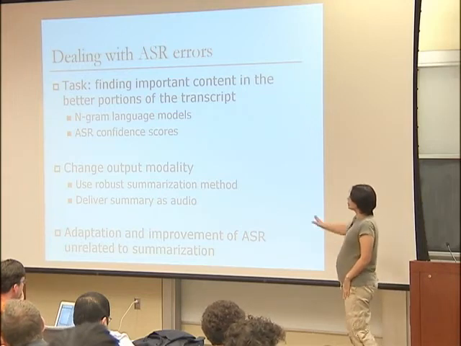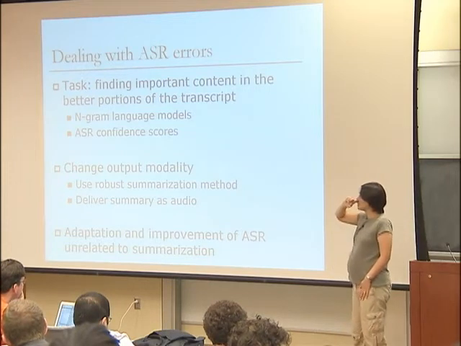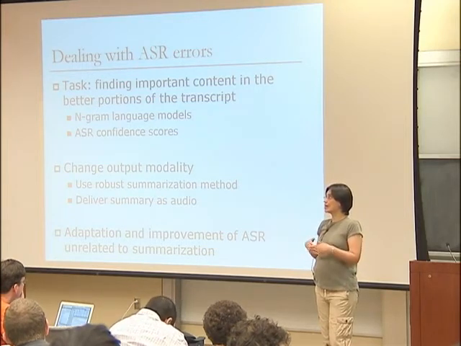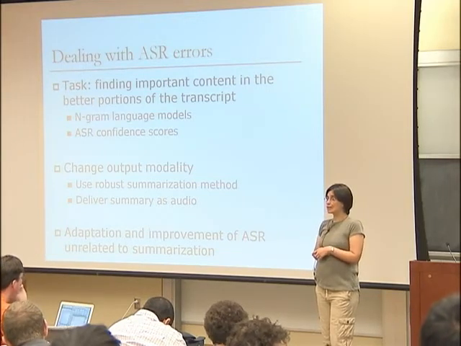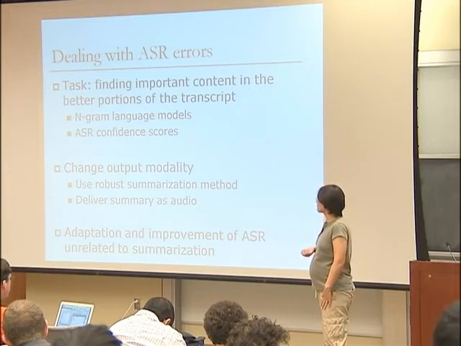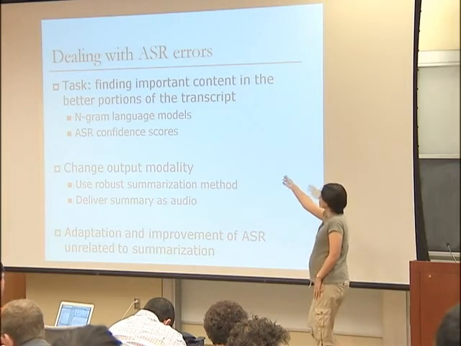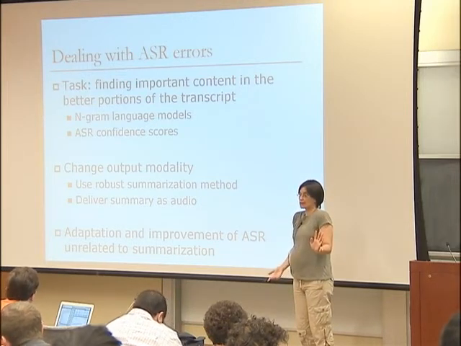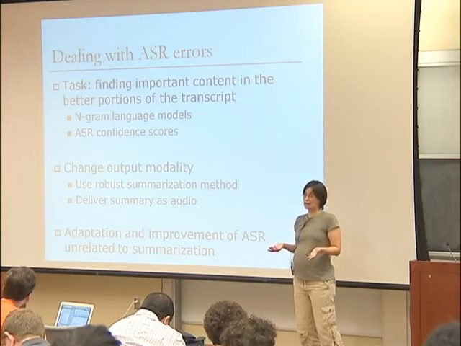So another way of dealing with this is not to use confidence scores, but just use language models, right? You find how probable a given sequence of words is. And if it's not very probable, you can say, well, probably the recognizer messed up, probably there is an error, I'd better avoid this portion of the text. Part of the reason why you want to do these things is that when you output your summary, you want the reader, the user, to be able to read it, right? If you have a lot of errors, it will make no sense to any reader.